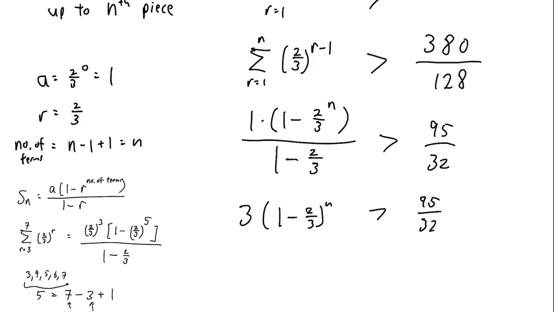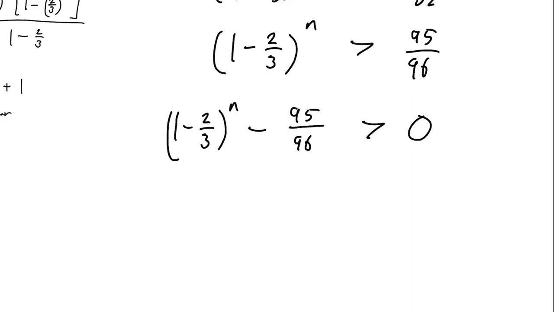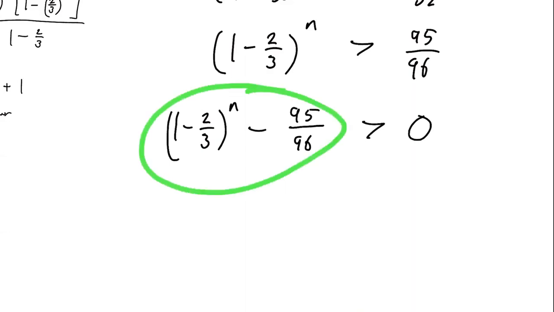At this stage, maybe I'll just divide by 3 first before I proceed to using a GC. I divide by 3 now, so I get 95 over 96. Do I need to flip the direction of the inequality? Don't need, because 3 is a positive number. Divide by positive, don't need to flip. Good. So now you have power n more than 95 over 96. Maybe instead of this expression, I will subtract 95 over 96 to the left. So I get this expression to be more than 0.